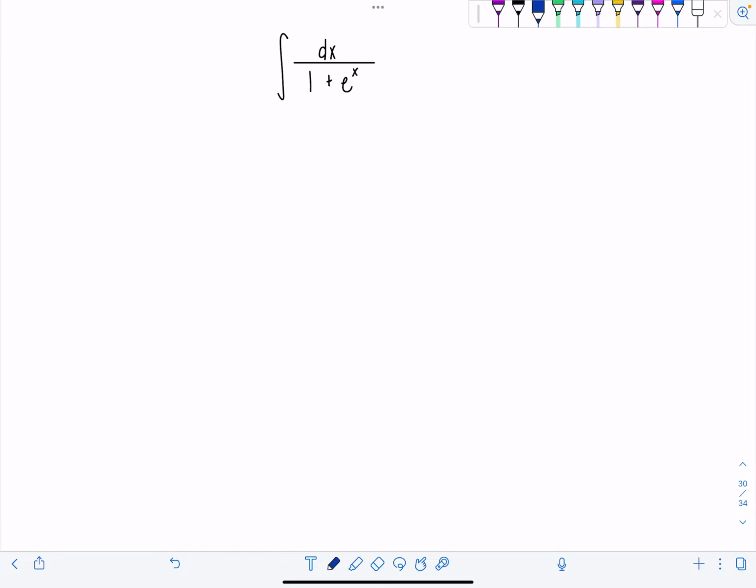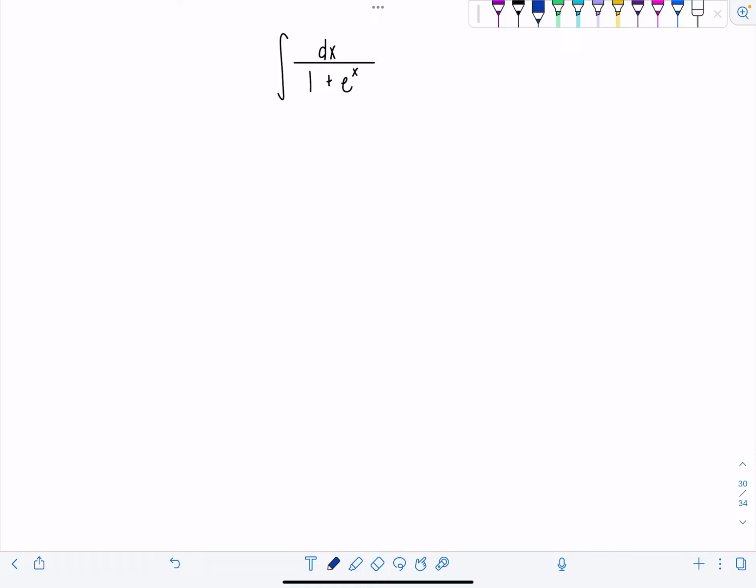It's December 2nd, 2022, and here's the integral of the day. We have the antiderivative of 1 over 1 plus e to the x dx. So if you want to pause the video and try it on your own and then check back in, feel free. It's a fun little challenge.